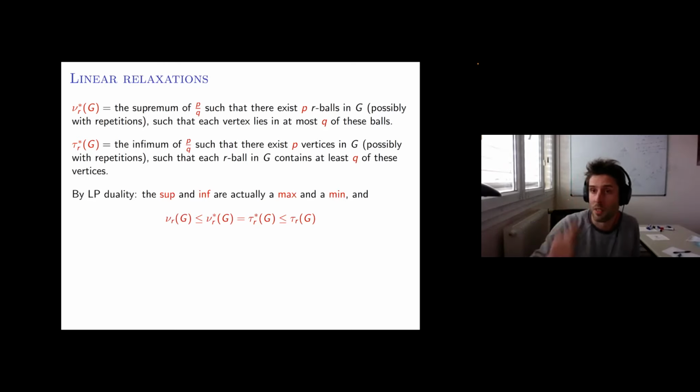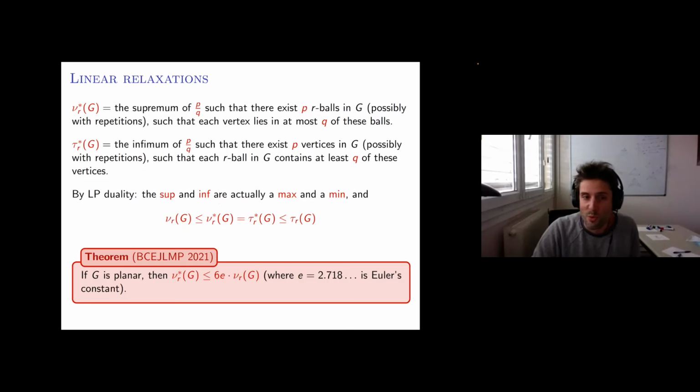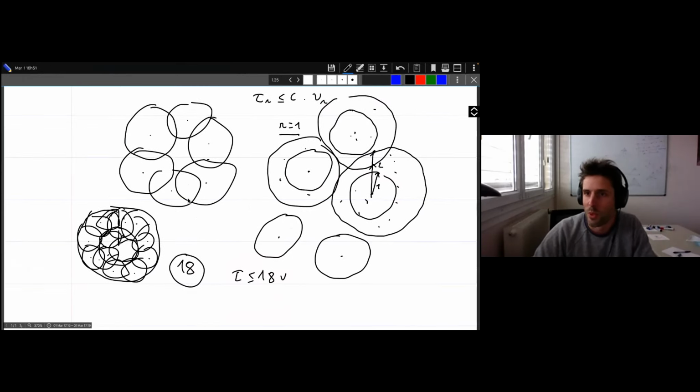This supremum and this infimum are a max and a min. This is what LP duality tells you, and LP duality tells you that tau star is equal to nu star, and this parameter is sandwiched between tau and nu. Okay, and what we're going to prove now is that for planar graphs, nu star is at most 6e times nu, and e is Euler's constant. Okay, and the proof is quite short and elegant. So let us see how to prove that. I jump to the whiteboard.